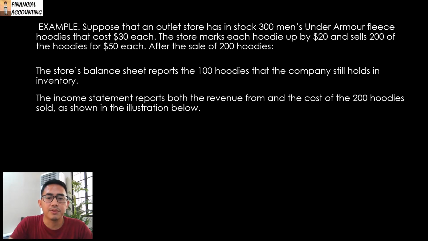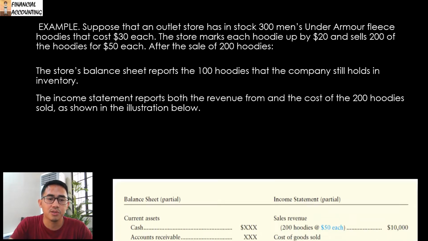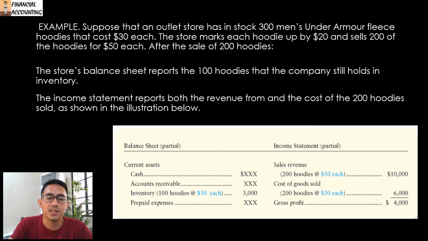The income statement reports both the revenue from and the cost of the 200 hoodies sold as shown below. Okay, so in this illustration, we can see that in the balance sheet of a merchandising type company, you will present in the inventory section, that is in the current assets section of the balance sheet, the remaining amount of inventory on hand.